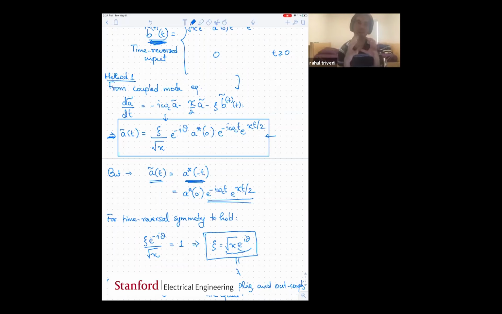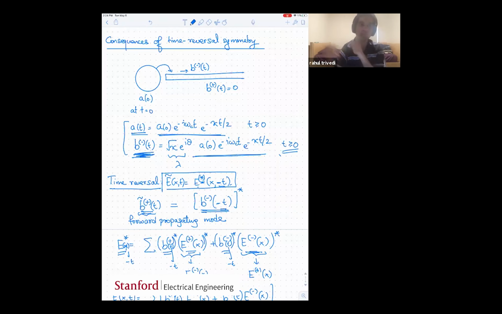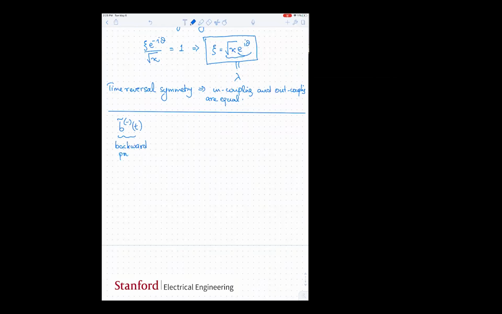Remember what we did here was we time reversed the backward propagating mode, B minus of t, from the original problem to get the forward propagating mode in the time reverse problem, right? But we also have a backward propagating mode in the time reverse problem. So we can also calculate a B tilde minus of t in the time reverse problem, right? So how do I calculate this?